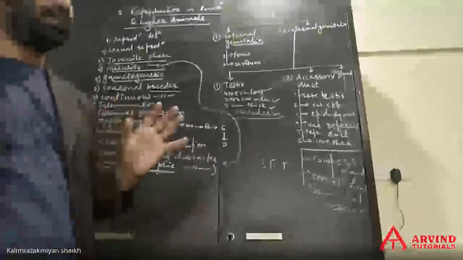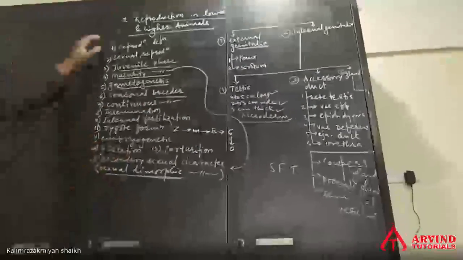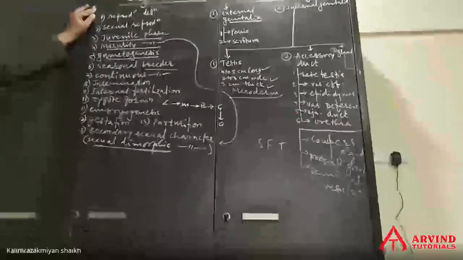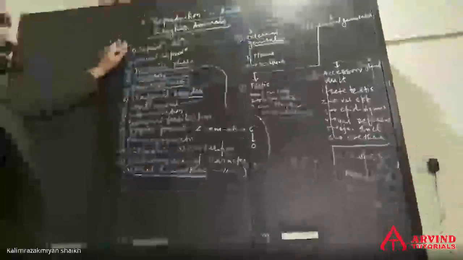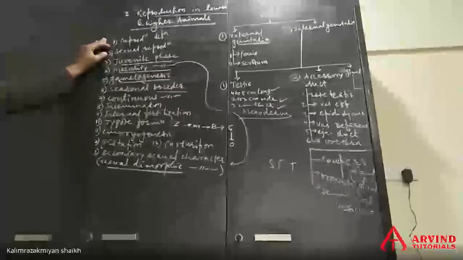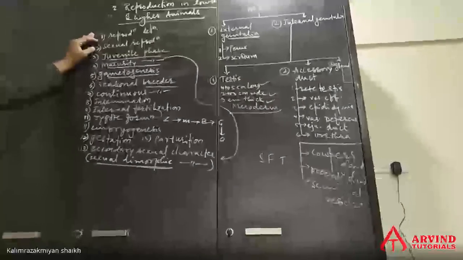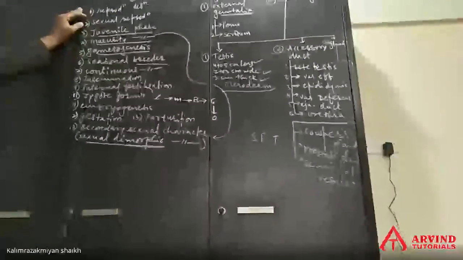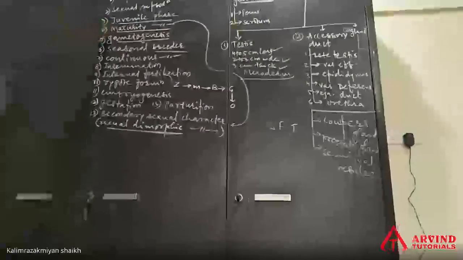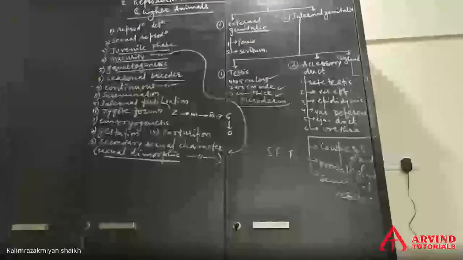So you people remember once again the chart and the introduction of this chapter. First, what is reproduction? You people write in short in your notebook. Define the term reproduction. Second, what is sexual reproduction? This is the assignment for you people. Note down. Third, differentiate between juvenile and maturity phase.